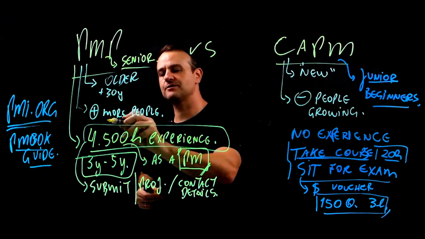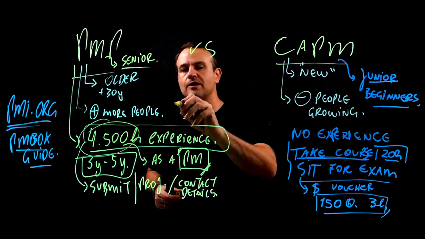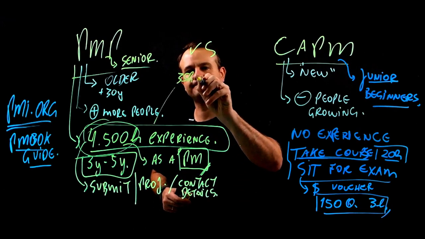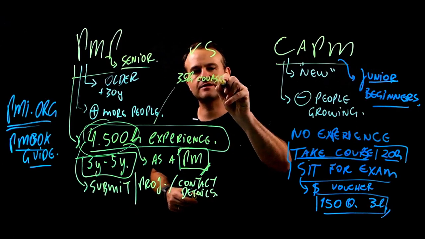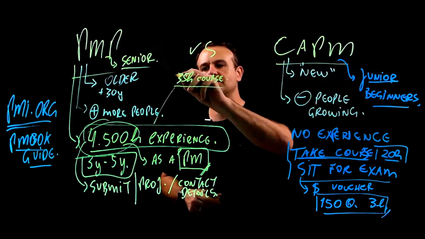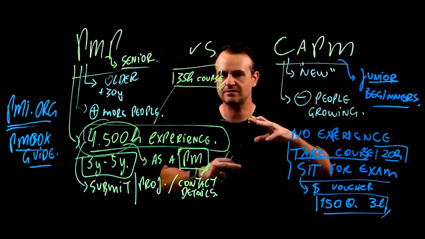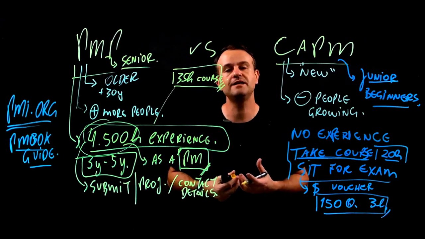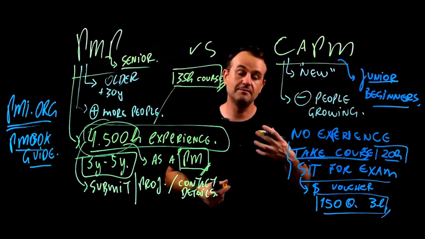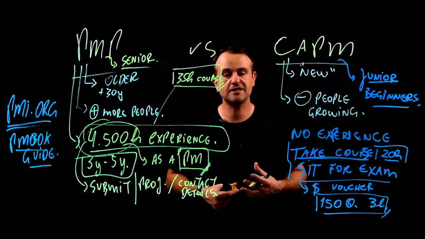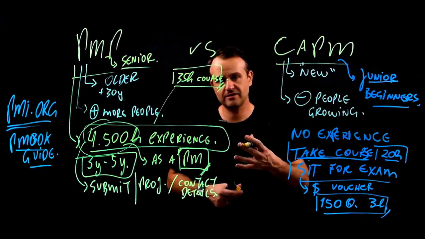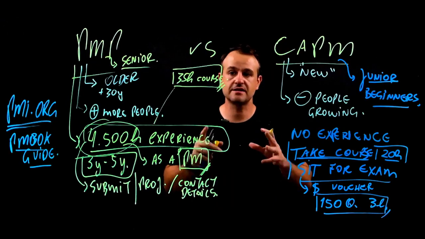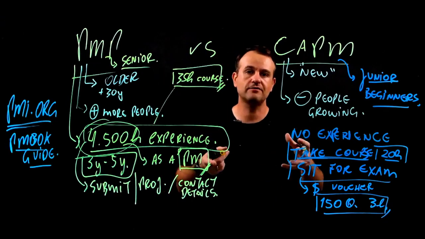Once you do that, so this is the prerequisite, we also need a 35 hours course. It could be an online course, it could be an in-person course, it could be free course, paid course, whatever, as long as you have a certificate. So it should be a formal course. Some PMI chapters deliver PMP courses. You're going to find PMP courses in LinkedIn Learning, for example, Udemy, other places. As long as you get a certificate, you are fine.